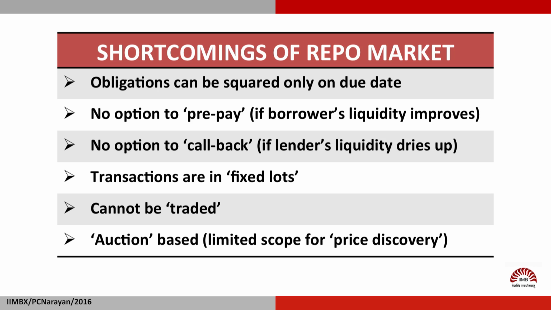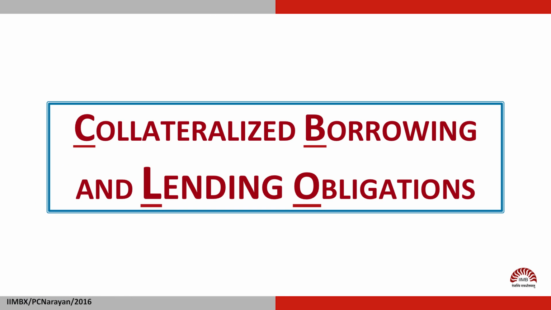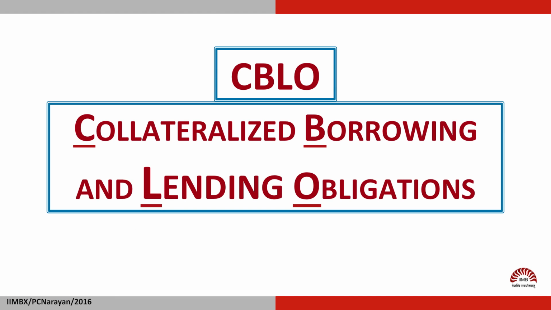In countries like India, there's a further problem because one of the counterparties to every repo transaction is the central bank. Therefore, the market is auction-based and hence limited room for price discovery. To overcome all of those shortcomings and at the same time maintain the discipline that goes with collateralized lending, a new instrument has evolved in the short-term market called collateralized borrowing and lending obligation, CBLO for short.